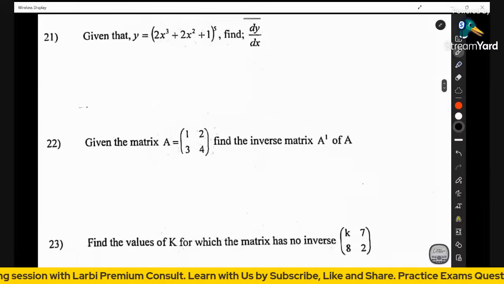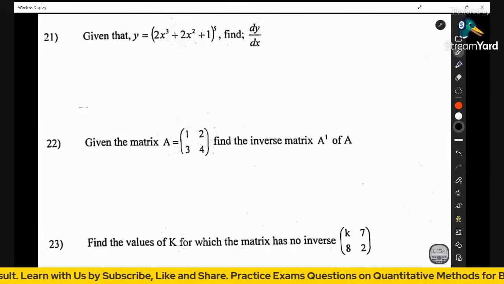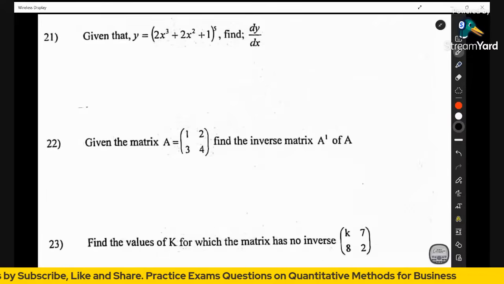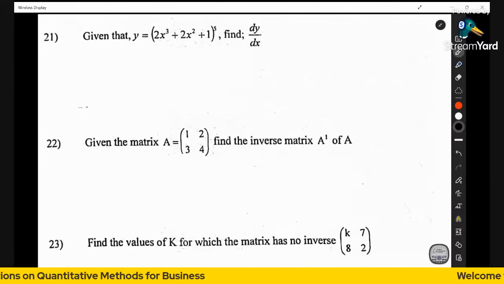Question 21. Given that y is equal to (2x cubed plus 2x squared plus 1) all to the power 5, you're asked to find dy over dx. So how do you go by this? Here too is the same thing as we did with, I think, question 2 or so, if you can remember question 2.